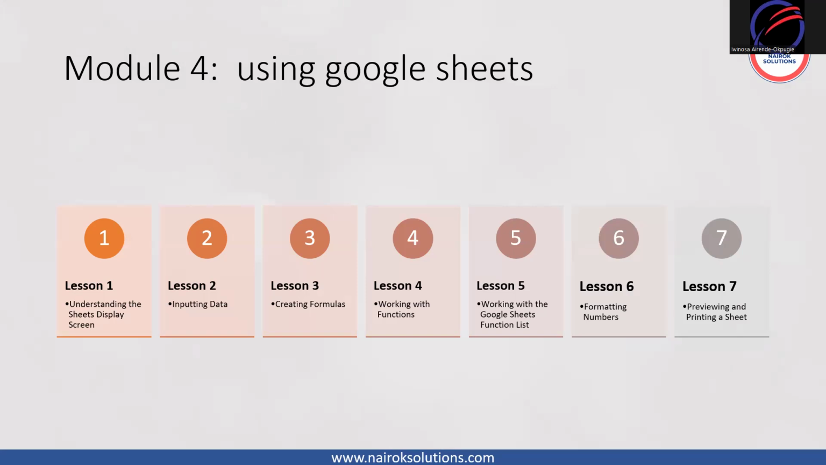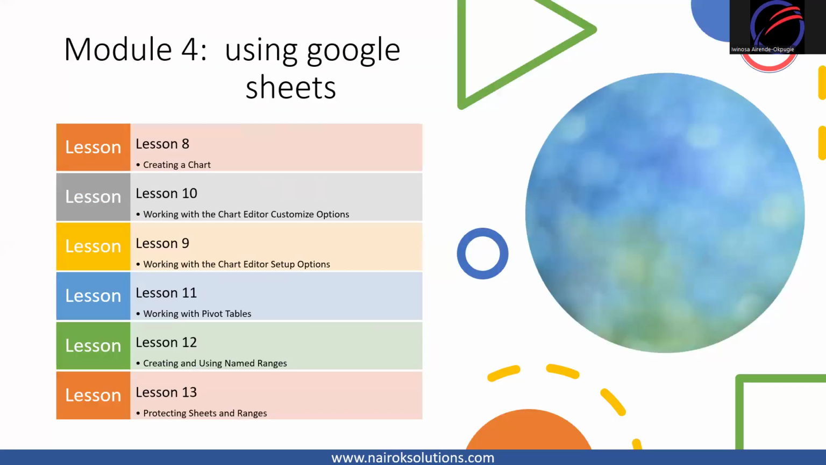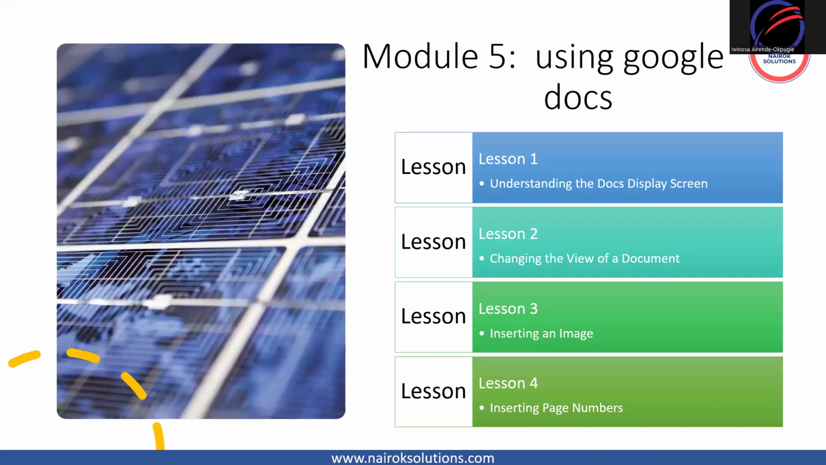Then we went to Google Docs. We saw how to change the view of a document, insert images, insert page numbers, and yes, page numbers will come out. Moving on, we went to working with styles. Table of contents will come out. Using the document outline, collaborating with suggestion mode, working with comments.